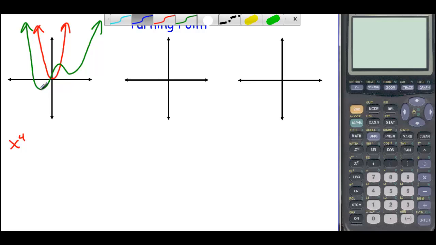So notice the graph goes down, gets to the bottom, and changes direction, goes back up. And notice it gets up here and changes, goes down again, and back up one more time. So we call these local minimums and maximums. Okay, and we can use the calculator to identify those. But the important thing here is the number of turning points. So let's say this is x to the 4th power. Notice we have 3 turning points.